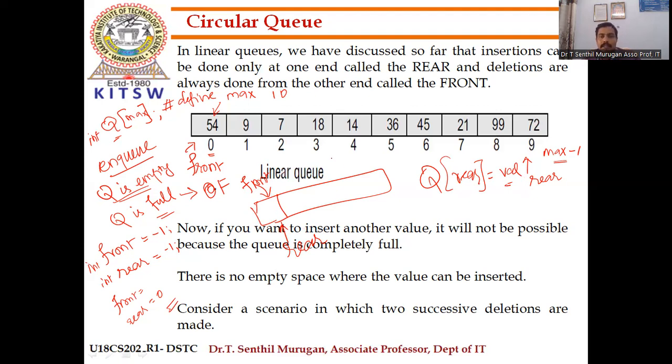Delete operation means normally we have to check whether it is empty. If in case the queue is empty, we are unable to delete an element. So initially, we have to check if front equal to rear equal to -1. If this condition is true, it is an empty queue, so we are unable to delete any element from the queue.